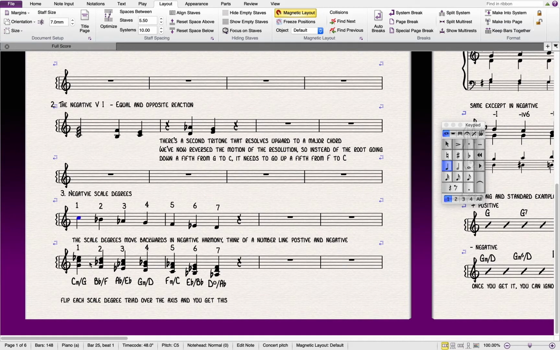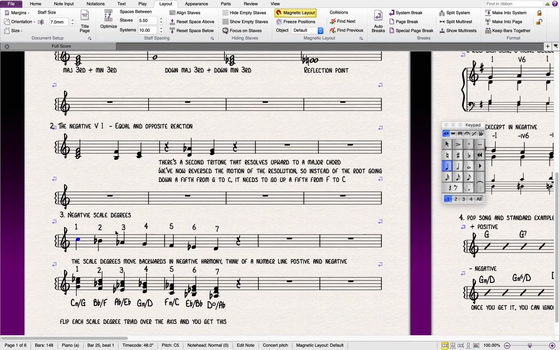So then if we start building chords off of that, we take C, E, G. Now that becomes G, C, E flat. Okay, then what if we take our second chord? We take D, F, A. Well, that is now going to become F, B flat, D. So you get the idea.